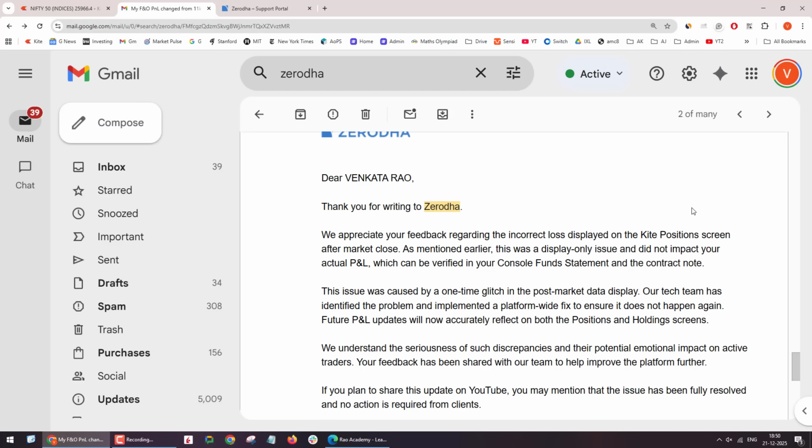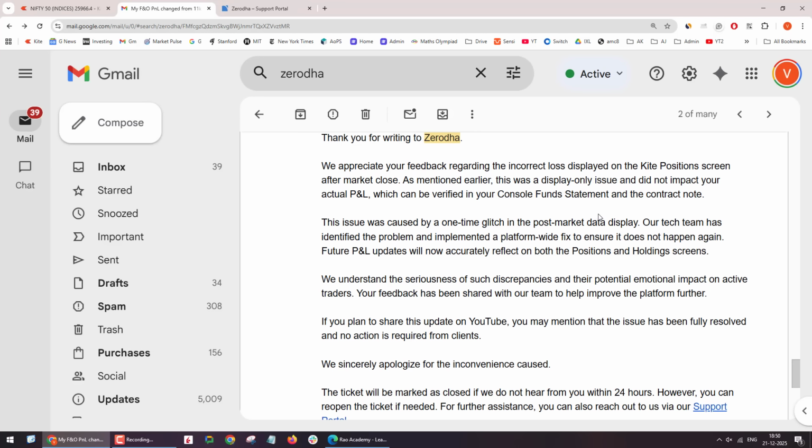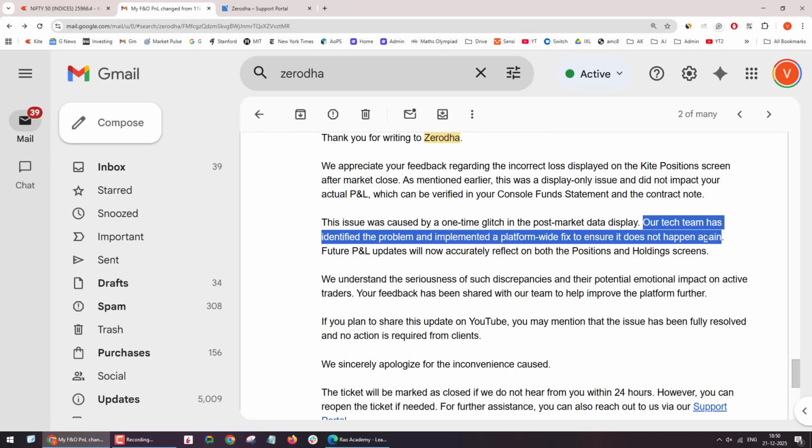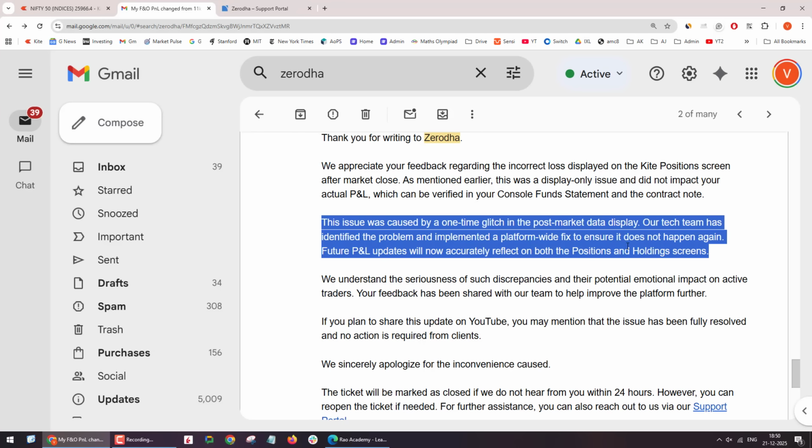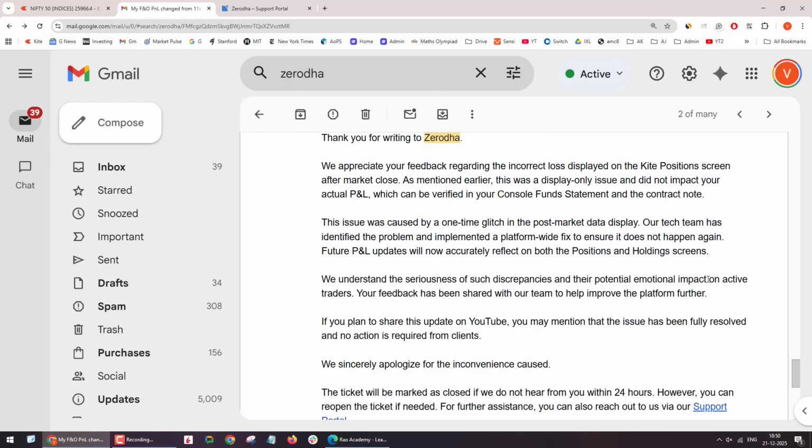Then I got this detailed update from them. We appreciate your feedback regarding the incorrect loss. As mentioned earlier, this was a display only issue and did not impact your actual PNL, which can be verified in your console. This issue was caused by a one-time glitch in the post-market data display. Our tech team has identified the problem and implemented a platform-wide fix to ensure it does not happen again. Future PNL updates will now accurately reflect both the positions and holdings screens. We understand the seriousness of such discrepancies and their potential emotional impact on active traders. Your feedback has been shared with our team.